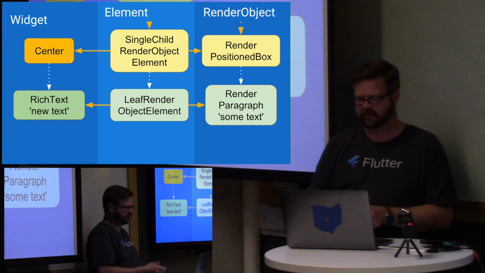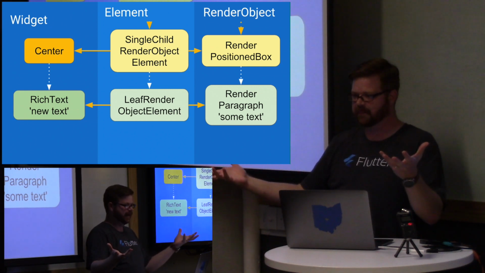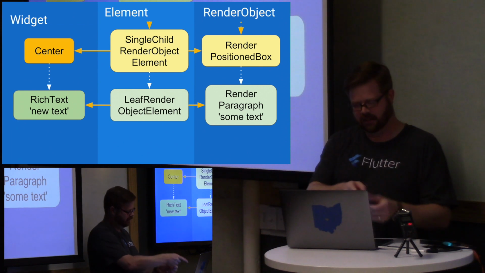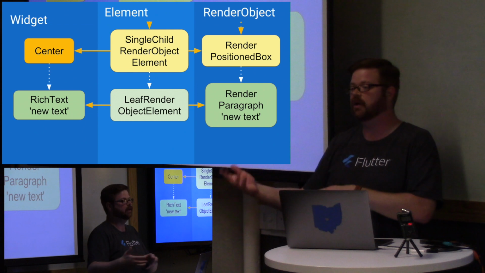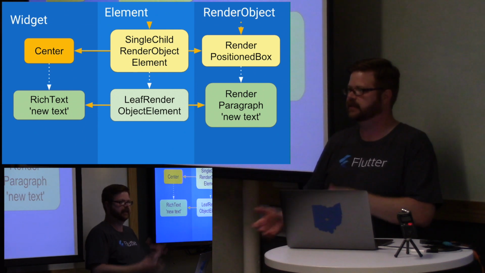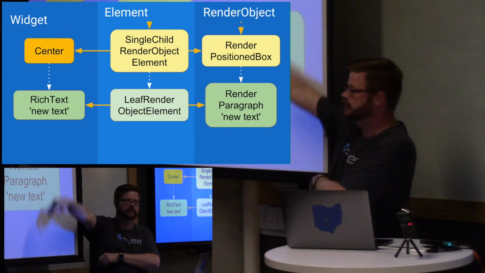And then it goes down one level. It's like, all right, I have this kind of widget, I have this kind of element. They still match because it's still a rich text. It goes, okay, the rich text has new text here, so I'll call the update for my render object, and that's how that new text value gets over there. And I'm done again. I can go draw these.